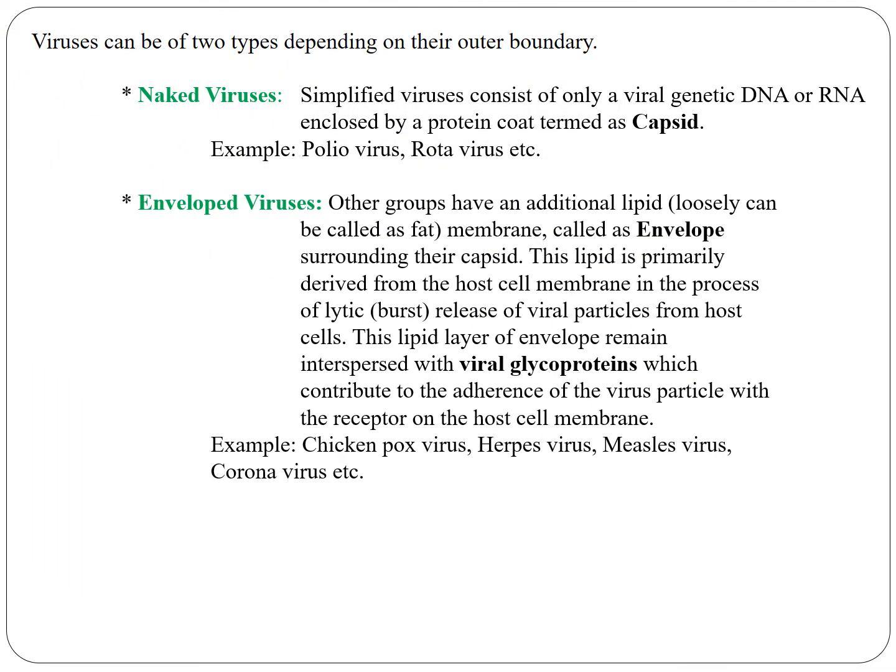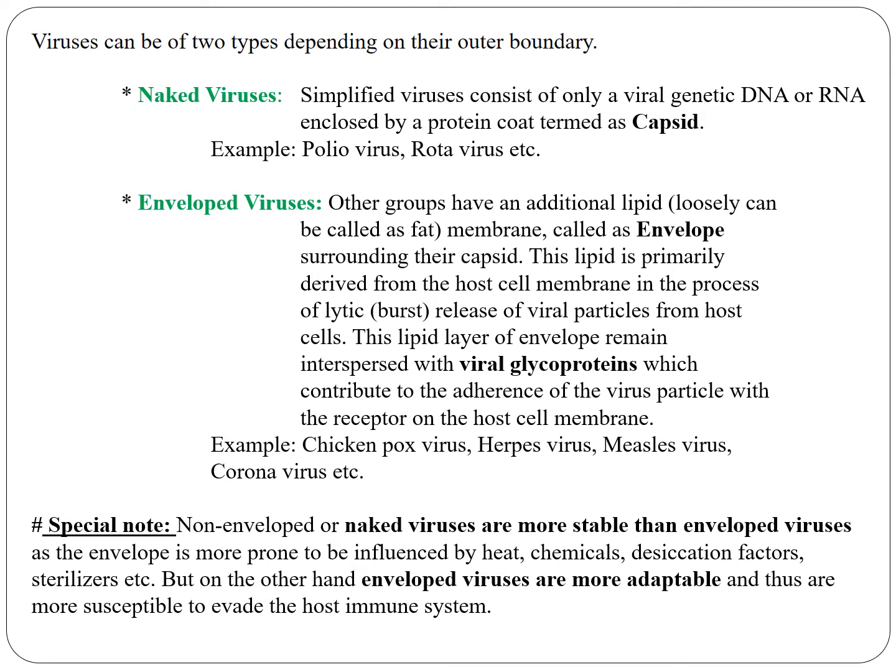The second type are the enveloped viruses. These enveloped viruses have an additional membrane called the envelope outside of the membrane of the capsid. This envelope is mostly made up of lipids derived from the host cell membrane. From the envelope, some viral glycoproteins remain projected and play a crucial role in the adherence of the virus to the host cell. Some common examples are chickenpox viruses, herpes viruses, measles viruses, etc.